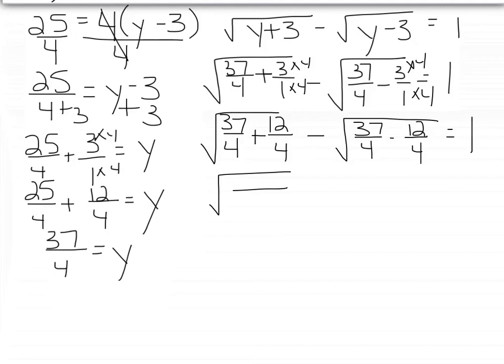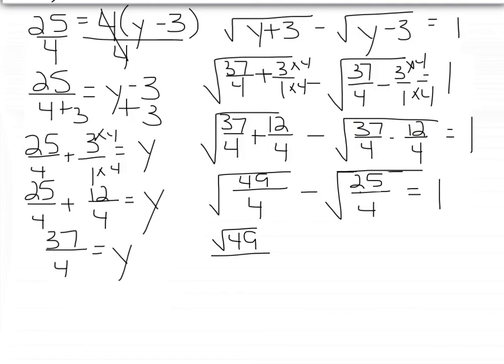So it is the square root of 49 over 4 minus the square root of 49 over 4 equals 1. I'm sorry. Back that up. You're subtracting on this one. 37 minus 12 is 25. So now you'll say the square root of 49 over the square root of 4 minus the square root of 25 over the square root of 4 equals 1.